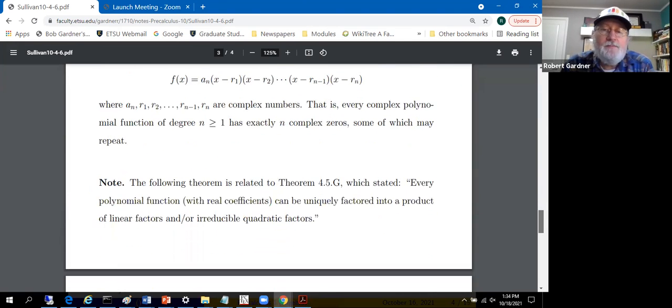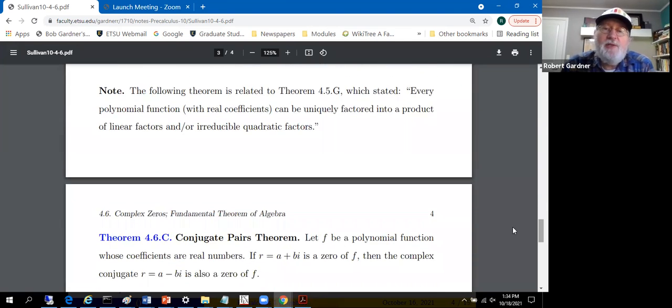Returning to the notes, the following theorem is related to our theorem 4.5.g from the previous section, which stated every polynomial function with real coefficients can be uniquely factored into a product of linear factors and/or irreducible quadratic factors. So slightly different setting from what we're talking about in this section. We're reverting back to section 4.5, and there we considered polynomials with real coefficients. What we stated without proof, because we didn't have the equipment to prove it in the previous section, but we're about to have the equipment, and we'll give a proof of this.